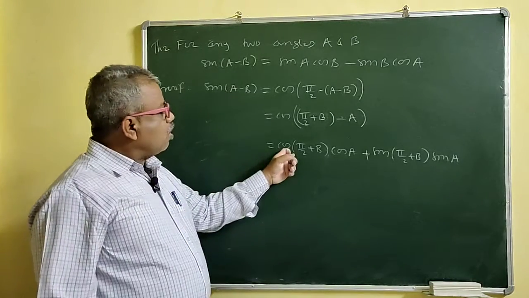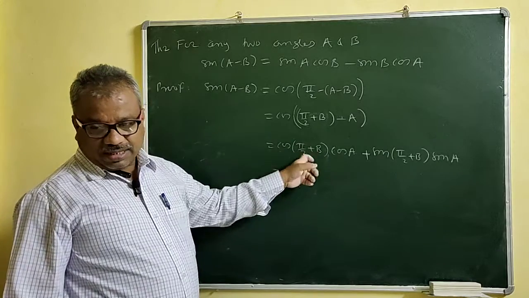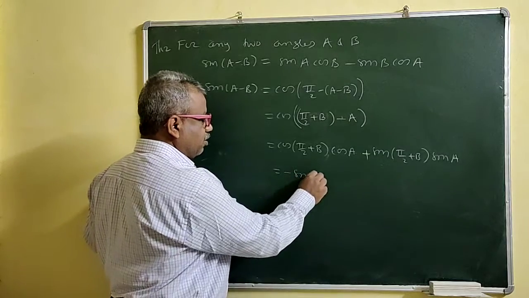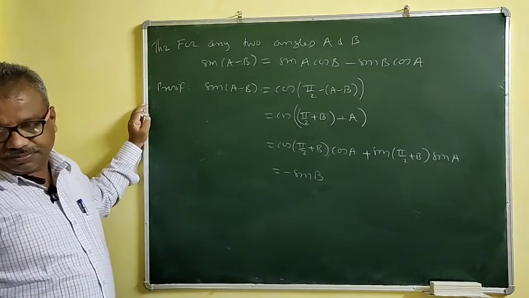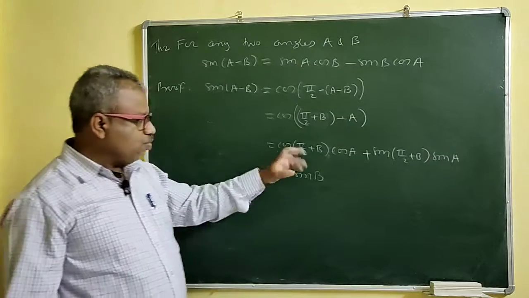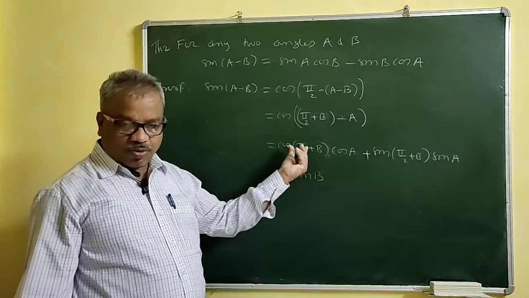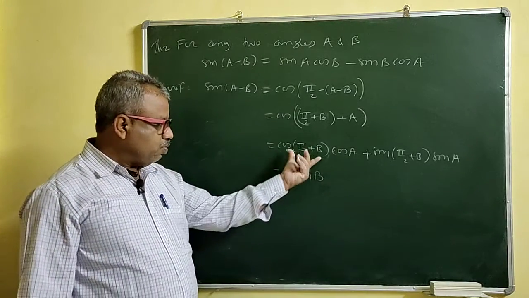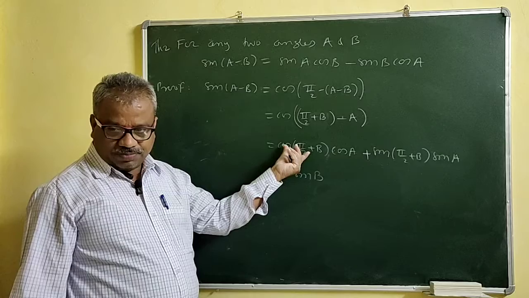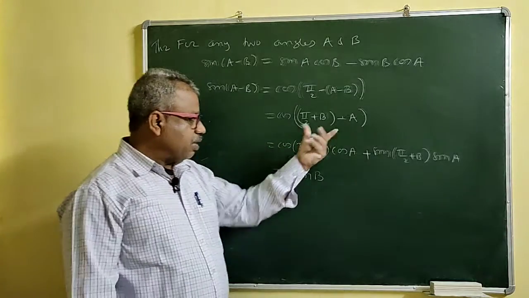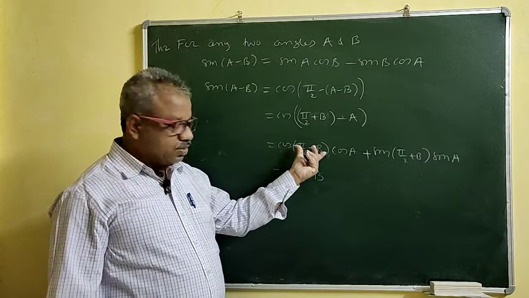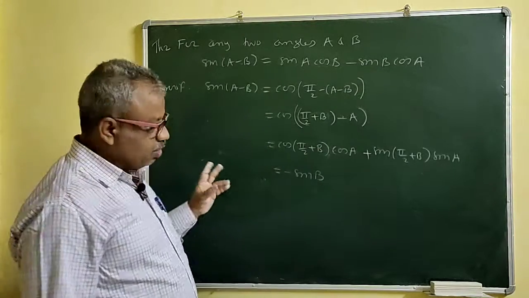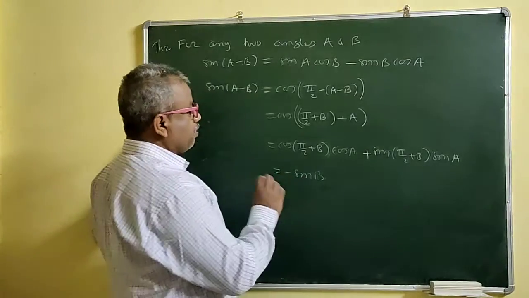So what is cos of pi by 2 plus B? It is minus sin B. If you forget this, no problem, because after some time you will get the formula for cos of pi by 2 plus B also. You can find it by applying the formula for cos of A plus B, and you get minus sin B. But you should remember this.